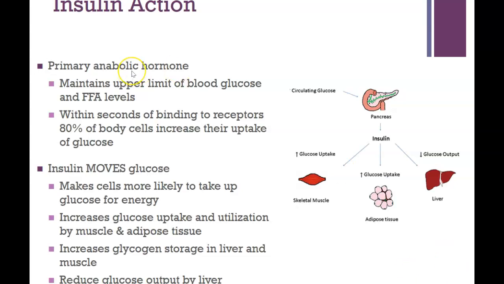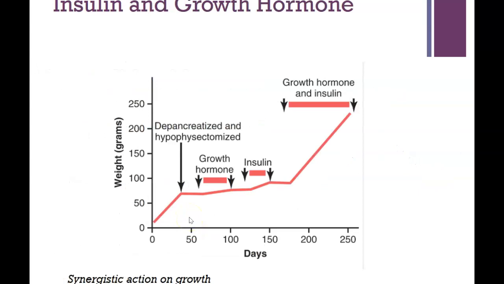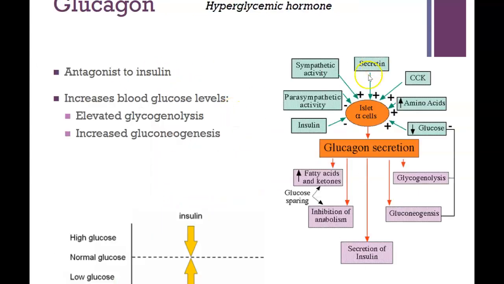It's an anabolic hormone, so it helps to maintain upper glucose limits, free fatty acid limits. Within seconds of binding to receptors, body cells move in the glucose. Without insulin, glucose is not likely to move into a cell. Whenever insulin is around, uptake of glucose goes up, utilization of glucose by muscle and adipose tissue goes up, and we also start to store it as glycogen in the liver and muscles. So that's insulin's job.